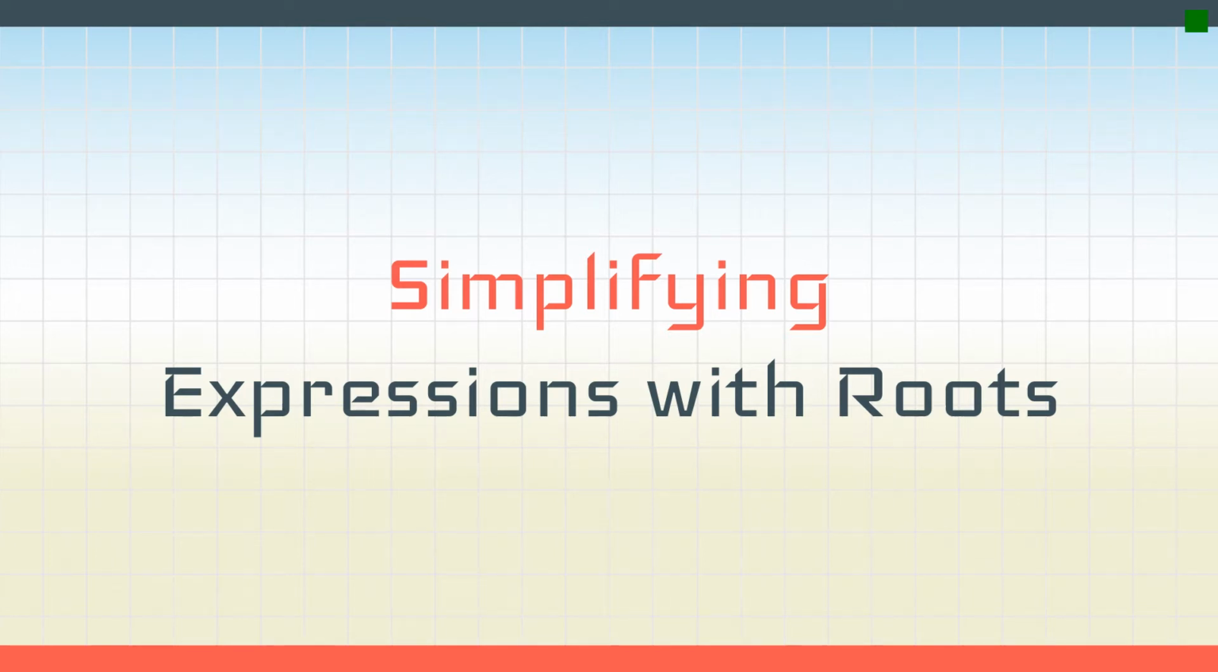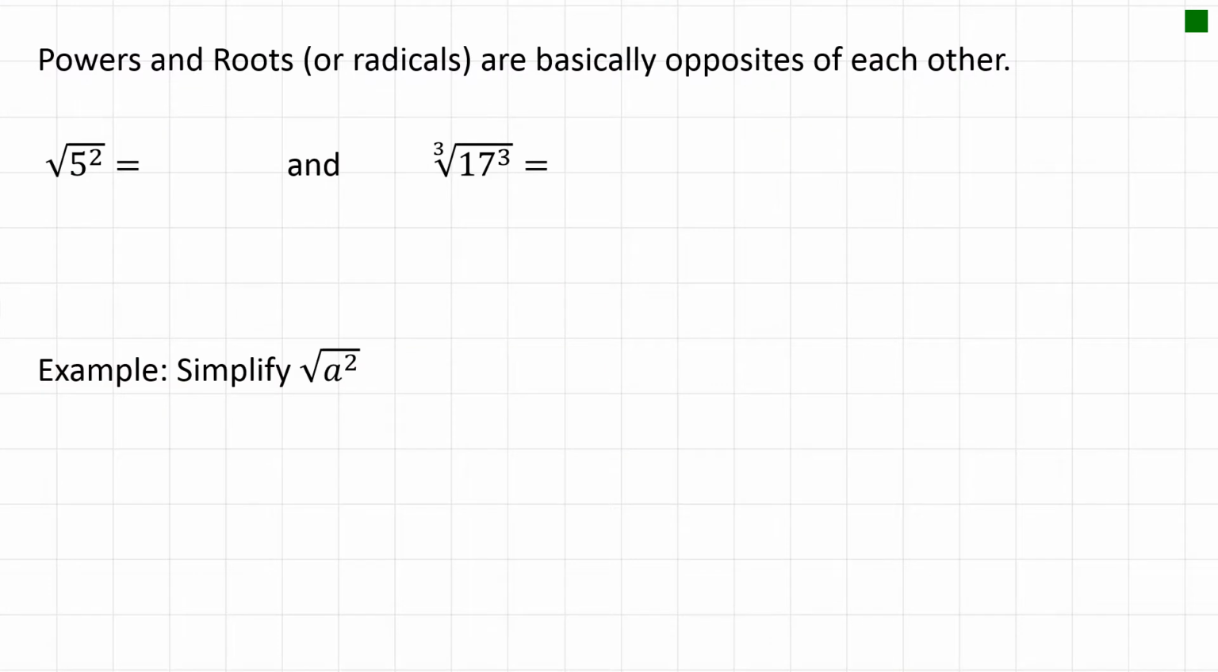Simplifying expressions with roots. Powers and roots, or radicals, are opposites of each other. So that means that the square root of 5 squared is equal to 5. The square root of the square of a number, essentially they cancel each other out.